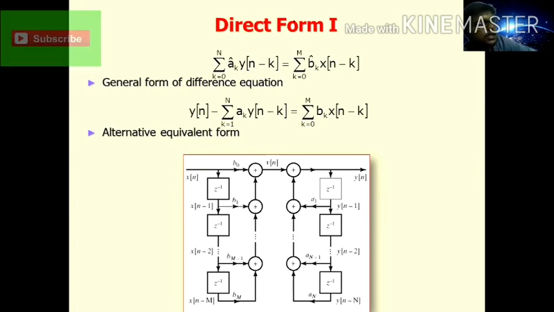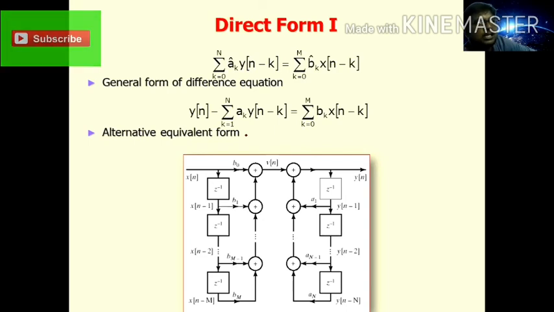Now we are going to realize your system function using the direct form 1 method. In direct form 1, the output sequence is summation k equal to 0 to n, a k y of n minus k, which is equivalent to b k into x of n minus k. So this is the direct form of your system equation. The general form of the difference equation can be represented as y of n, your output, past output, which is equal to the present input.